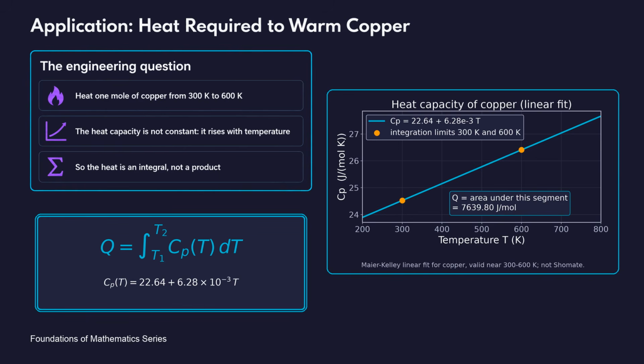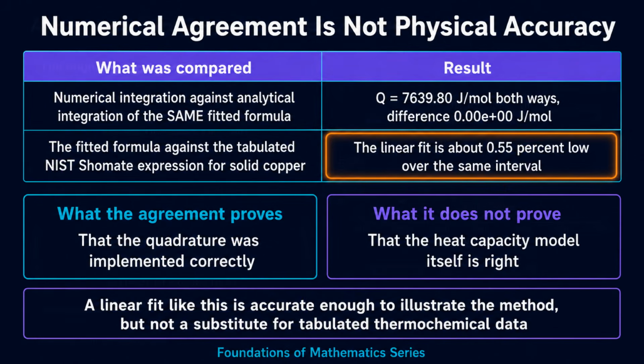7,639.80 joules per mole. Now the part worth slowing down for, because it is a habit rather than a formula. The numerical integration and the analytical integration of that same fitted expression agree to 7,639.80 joules per mole, with a difference of 0.